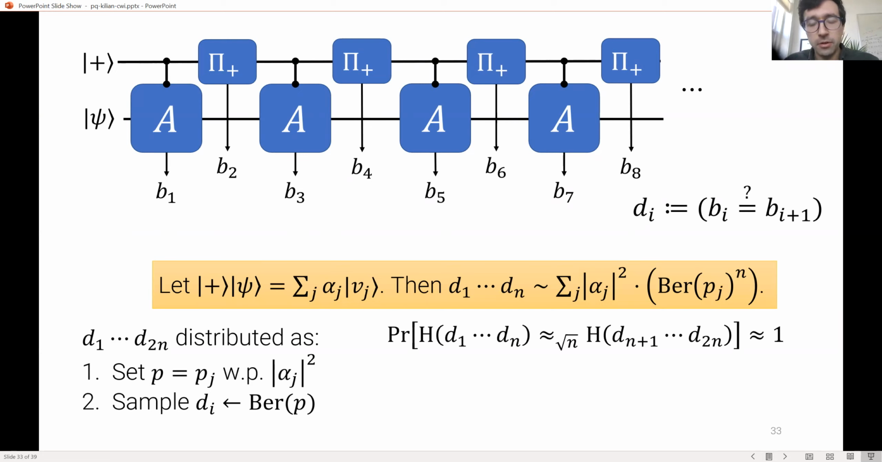So let's think about now dividing this procedure into 2 halves, right? We divide it into d1 up to dn and dn plus 1 up to d2n. By a Chernoff bound, this h is the Hamming weight of this string, so it's the number of ones in this string. By a Chernoff bound, the number of ones in the first n and the number of ones in the second n, because it's a Bernoulli with the same parameter, must be very close together. And the difference between them is at most some square root n with extremely high probability.